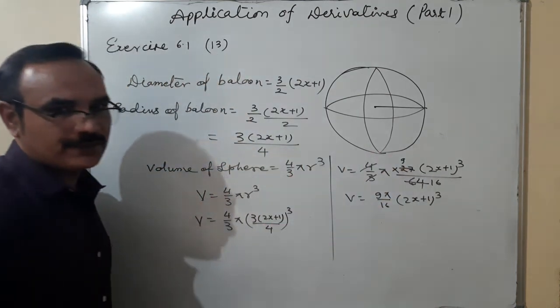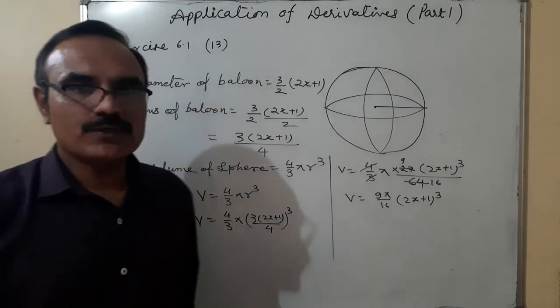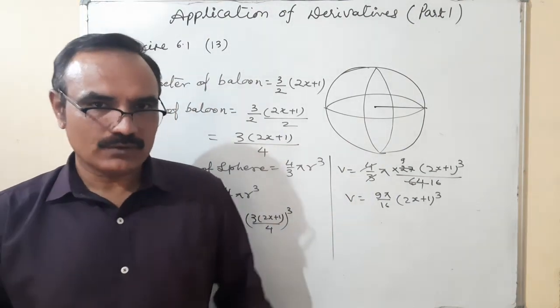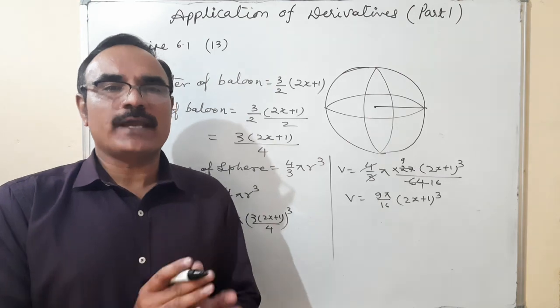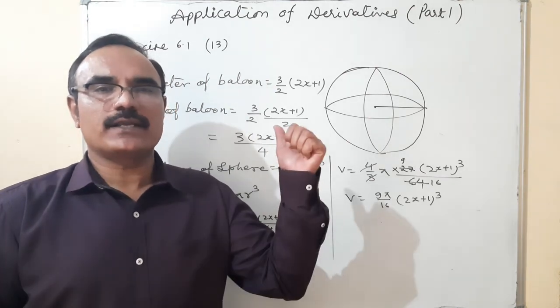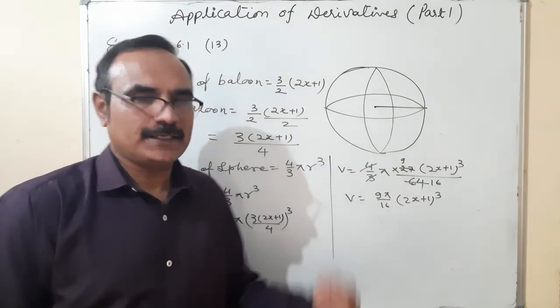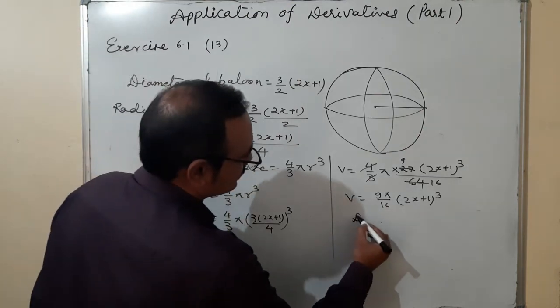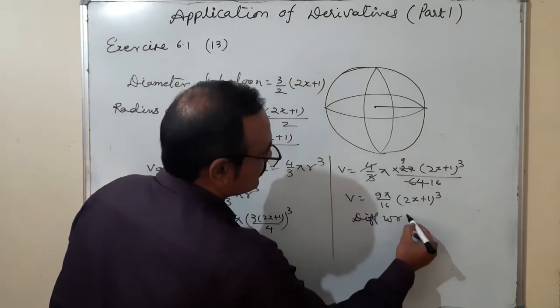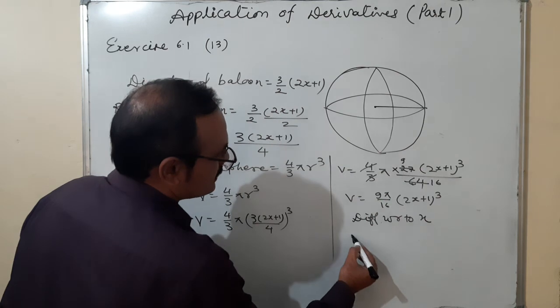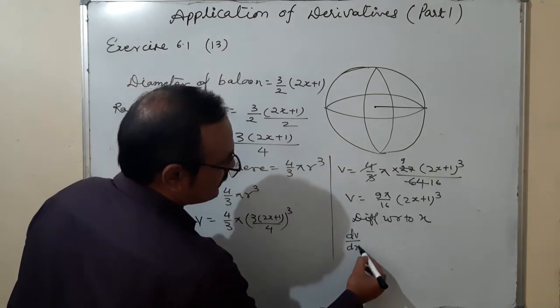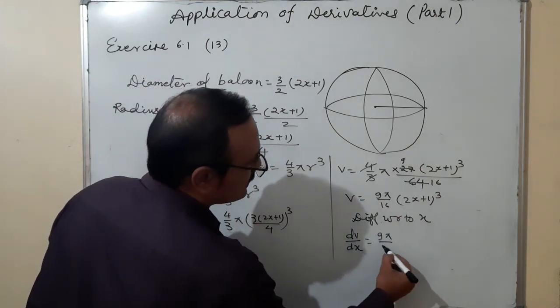That means V is equal to 9 pi by 16 and (2x plus 1) whole cube. First make a simplified form. After that, differentiate with respect to x, because it is clearly mentioned that we find the rate of change of volume with respect to x. So it is coming dV by dx is equal to 9 pi by 16, a constant term.